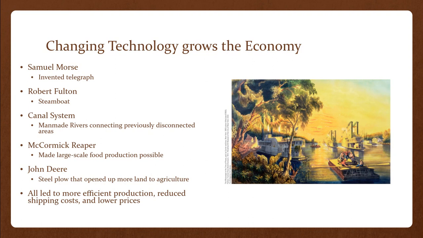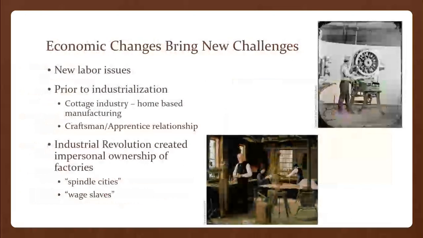In terms of food production, the McCormick Reaper and John Deere steel plow are going to allow for large scale food production, including in places where previously it had not been possible. With all of this change, there's going to be new labor issues that come into existence that previously did not exist. The relationship between the employer and the employee.